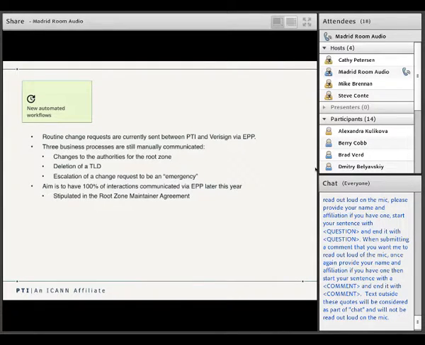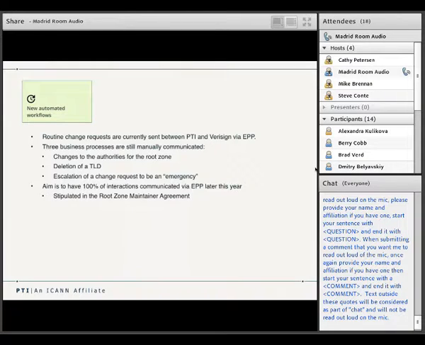Modifications to the existing system. Firstly, some new automated workflows. Today, all the routine changes that you might do in the root are communicated between us and VeriSign by EPP. However, there's a few business processes that we still do that are communicated manually between the two parties. And as part of concluding the transition, we agreed between us that we should aim to get to a point where 100% of information communicated between us and VeriSign is over EPP.